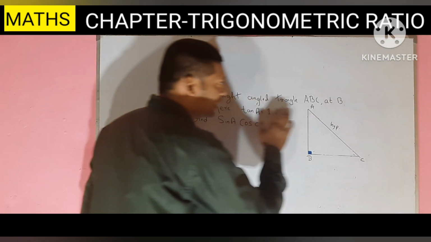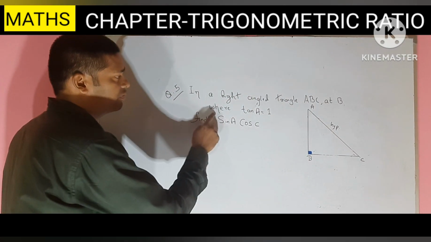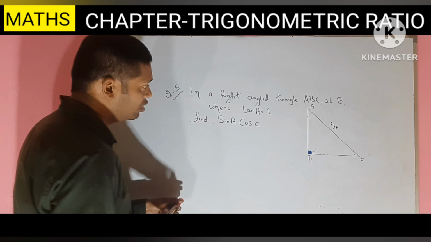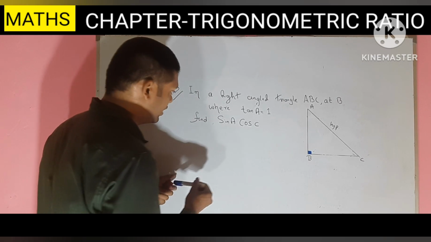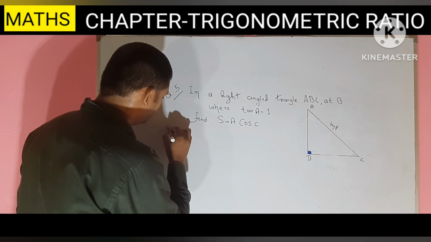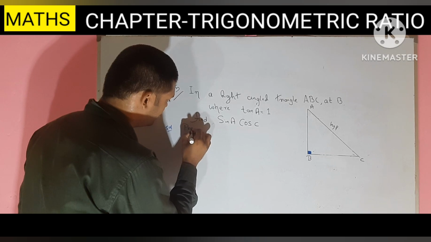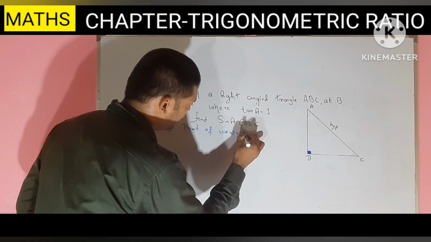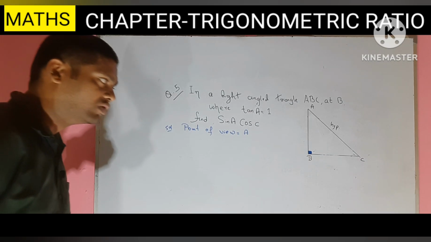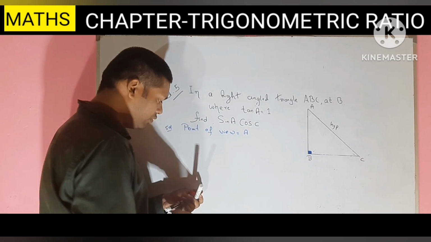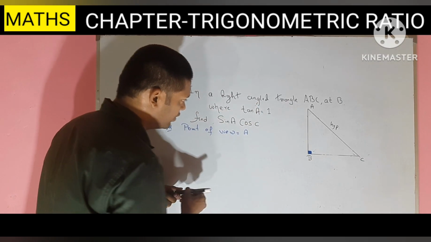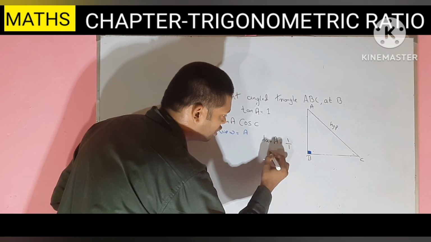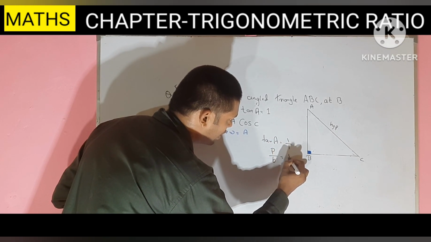Question: right angle triangle at B, where tan A is equal to 1. So according to this, we understood our point of view is A. First we will write this one. Solution. So point of view is A. All the trigonometric functions should start with A according to this. So I will write tan A is equal to 1 by 1. So perpendicular by base is equal to 1 by 1.